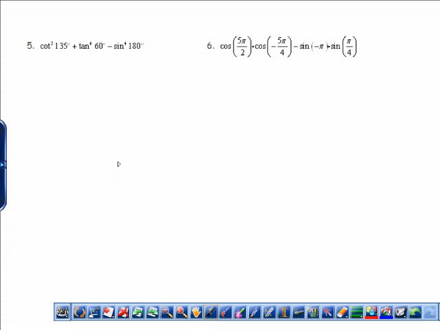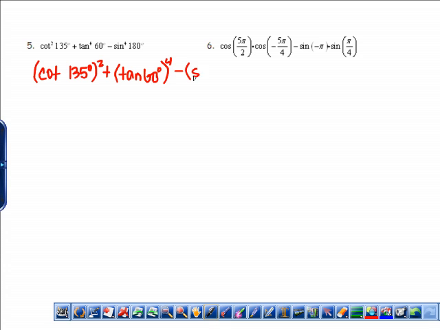Okay, on example 5, we have cotangent squared 135. Now remember that this is cotangent of 135 degrees, and then we are going to square it. Alright, so next thing, tangent to the 4th power of 60. Well, we haven't seen that yet, but you could probably figure out what it means. It means tangent of 60 degrees and then to the 4th power. Alright, minus sine to the 4th of 180.